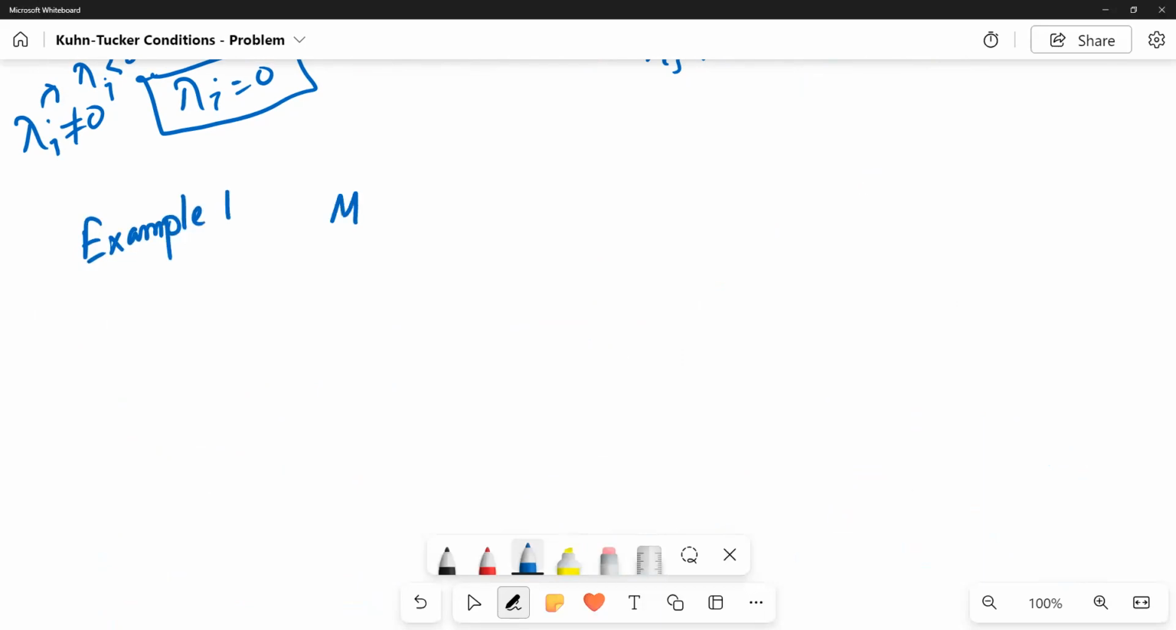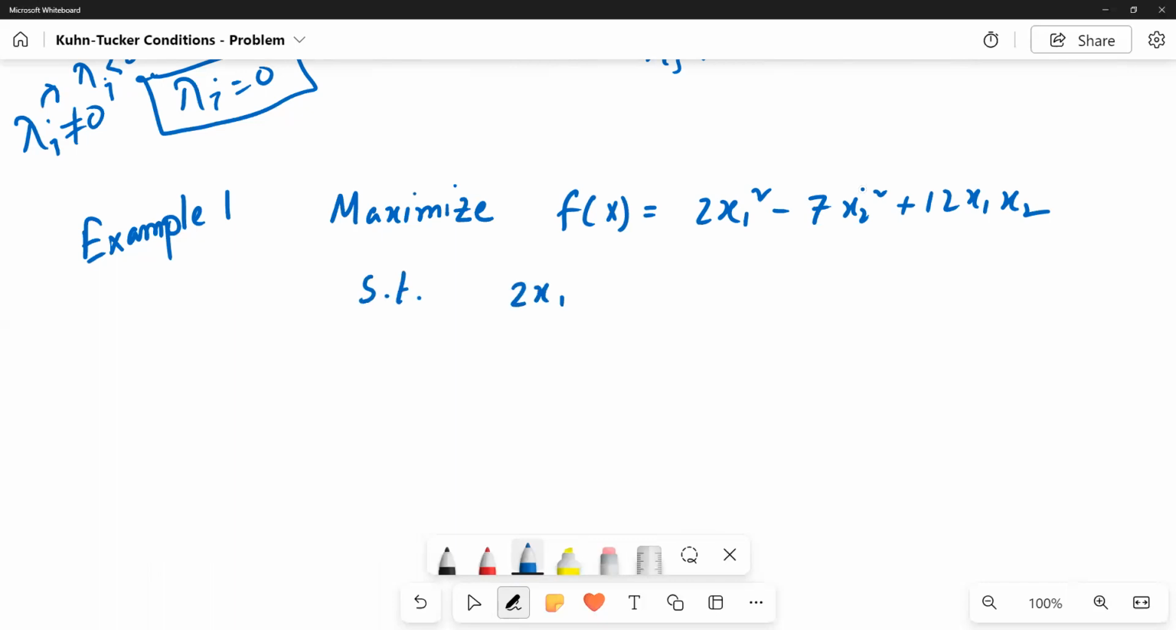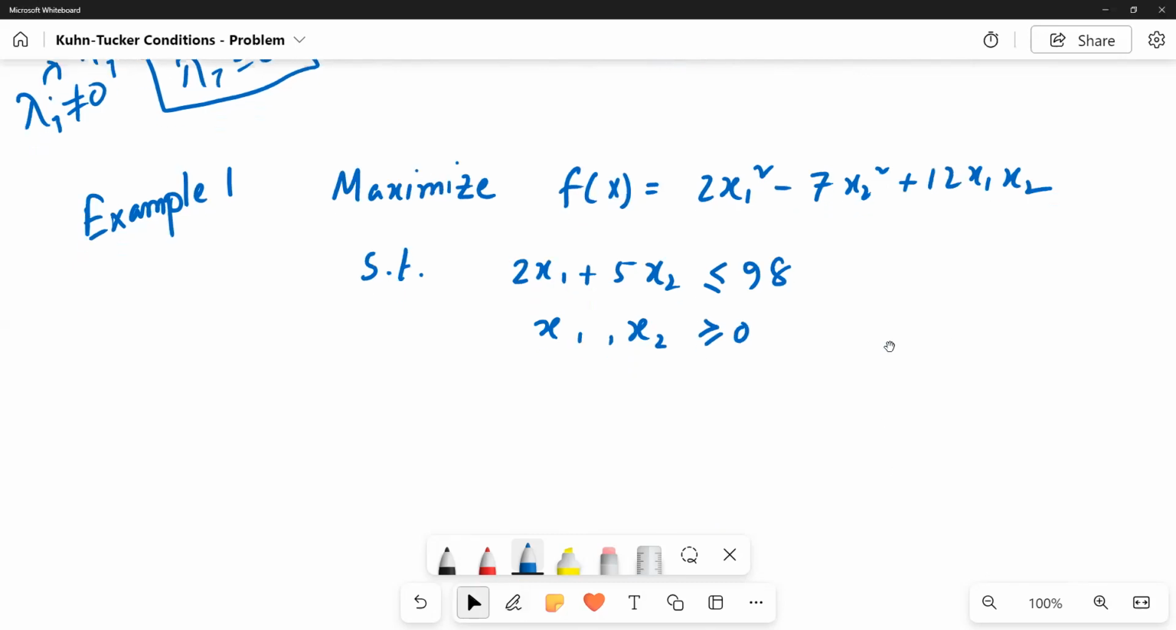So this is a maximization problem. I'm not sure, probably it's taken from a book or from the internet. f(x) equal to 2x1 square minus 7x2 square plus 12x1x2, subject to 2x1 plus 5x2 less than or equal to 98. And also always a condition, even if it is not mentioned, we always assume that x1 and x2 are greater than or equal to 0. So this is always the assumed condition.